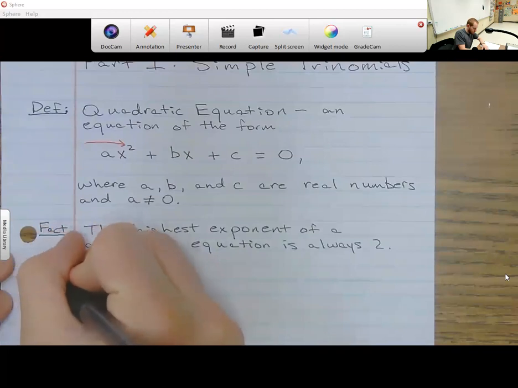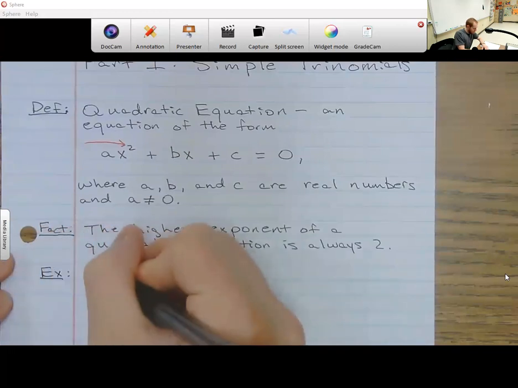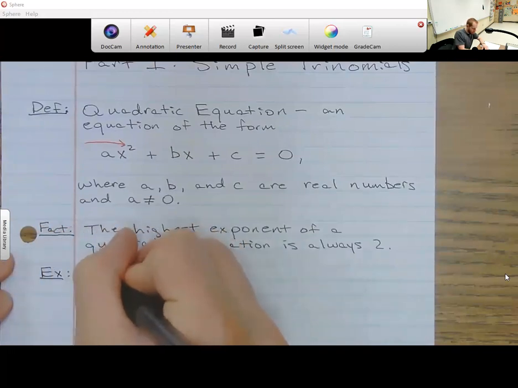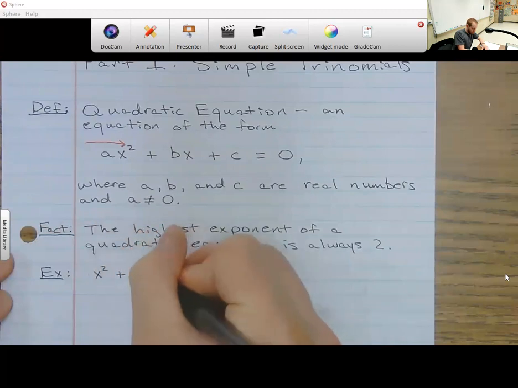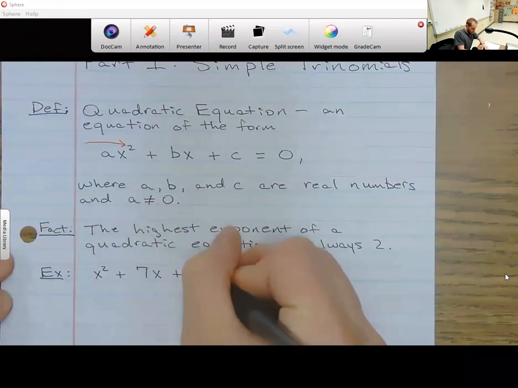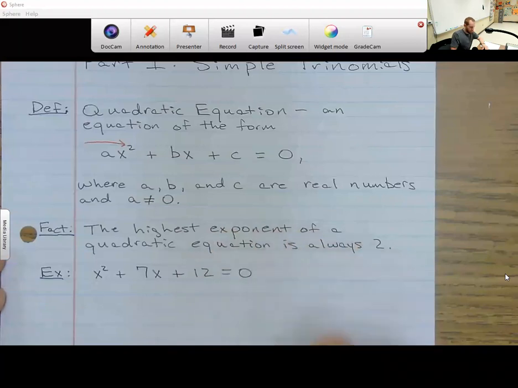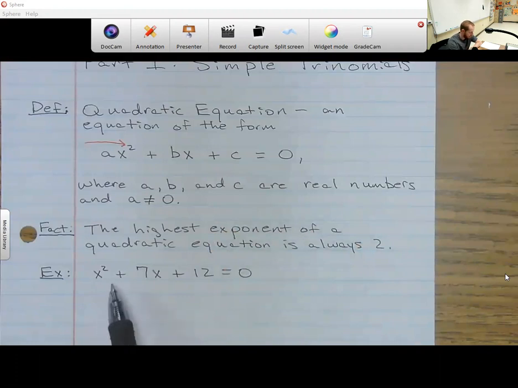So the first example I wanted to do was x squared plus 7x plus 12 equals 0. Okay, so right away, you can see that the highest exponent in this question is going to be 2. So that's going to make it a quadratic equation because that highest exponent is always going to be 2. Okay? And you have real numbers out in front of the variables.